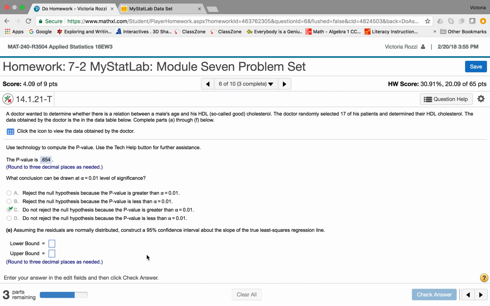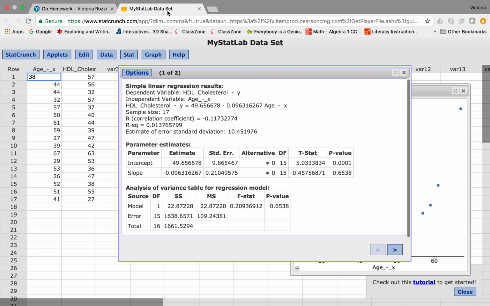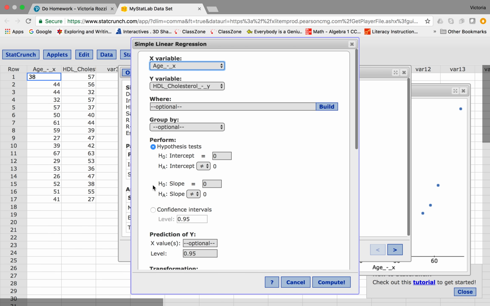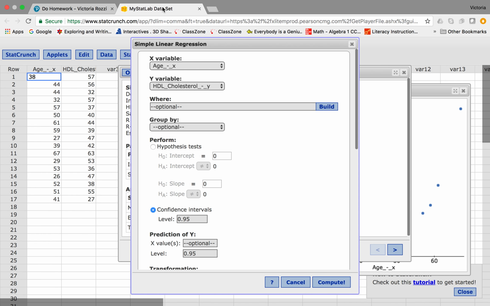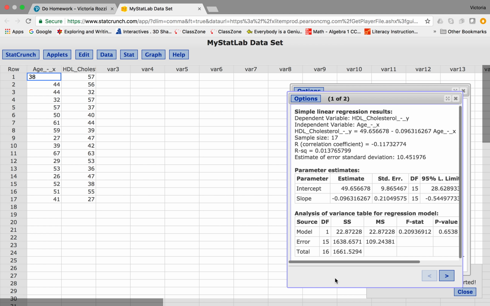Okay, next I have to construct a confidence interval. Now this is also not difficult. We're going to go right back to our data set, and I'm going to click options here and click edit. And instead of running a hypothesis test, I'm going to run a confidence interval. And I think they still wanted 95% confidence for mine. Yes, 95% confidence, and we're going to click compute.